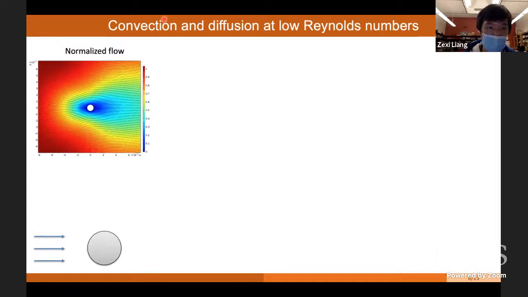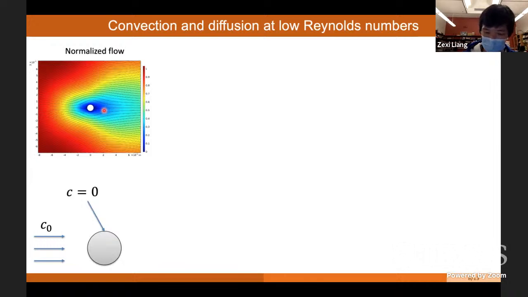Here's what we got from the simulation after normalization. With a Stokes flow, everything is normalized, so when you double the flow rate everywhere, the flow field will simply be doubled. It's scalable, which is good.